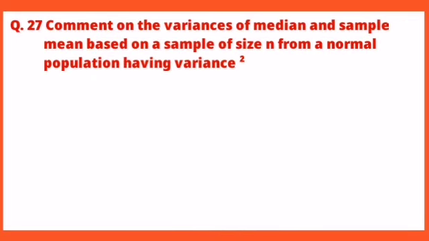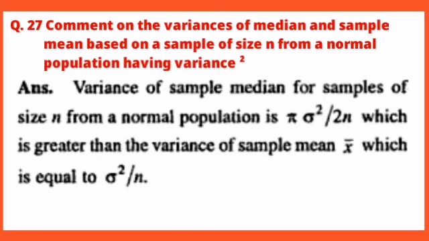Question 27. Comment on the variances of median and sample mean based on a sample of size n from a normal population having variance sigma squared. Answer. Variance of sample median for samples of size n from a normal population is approximately pi sigma squared divided by 2n, which is greater than the variance of sample mean x bar, which is equal to sigma squared divided by n.